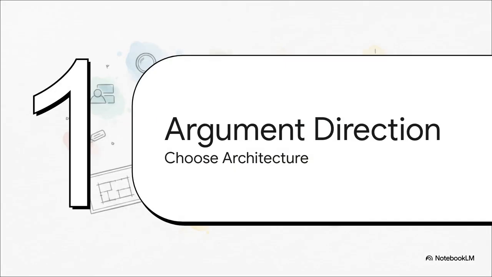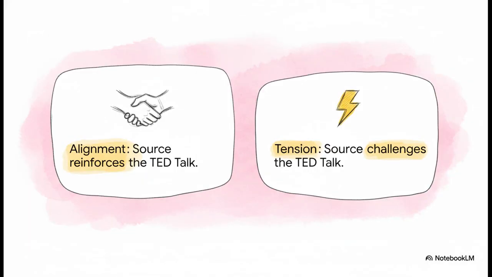Next is defining the argument's direction, or step 2, choosing the architecture. Here's the cool part. You aren't looking for one single right answer. You're looking for a relationship. Your secondary source can act in alignment, meaning it perfectly reinforces or deepens the TED Talk's argument. Or it can create this really compelling tension, where it challenges or complicates the speaker's claims. And let me tell you, tension is fantastic for writing because it gives you so much juicy material to analyze.